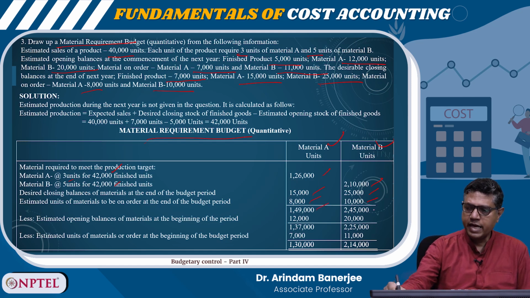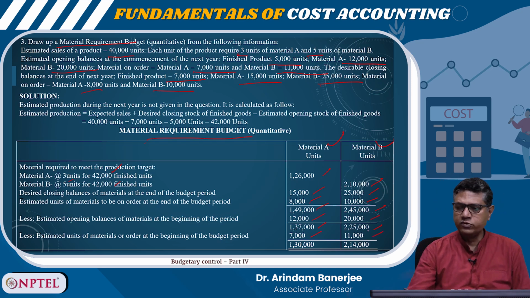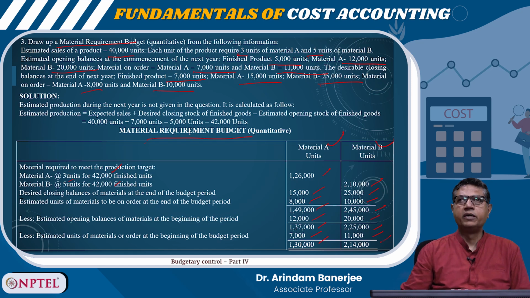1,49,000 and 2,45,000. Less estimated opening balances of materials at the beginning of the period 12,000 and 20,000, and total is 1,37,000, 2,25,000. Less estimated units of materials on order at the beginning of the budget period 7,000 and 11,000. So it is coming to 1,30,000 and 2,14,000. Fine. So this way we can create the material requirement budget.